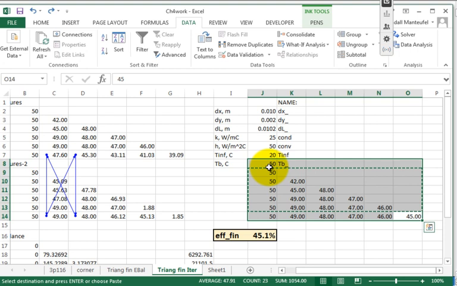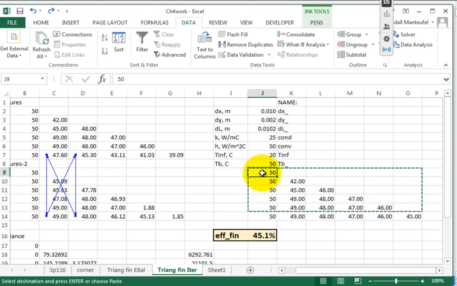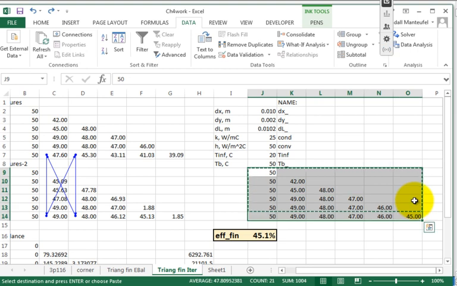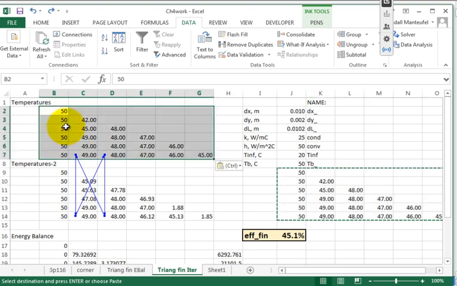Control C, copy. Now put it there. Do a Control V, paste.